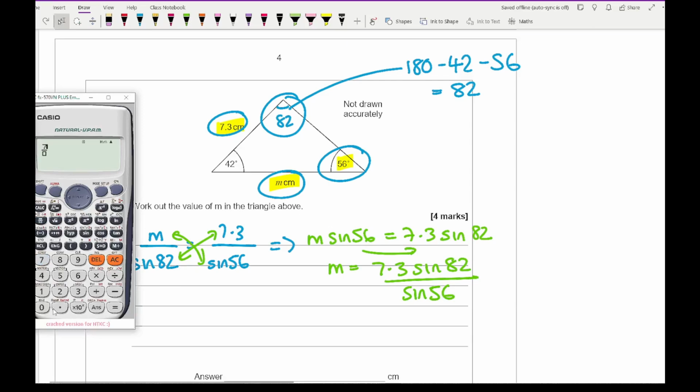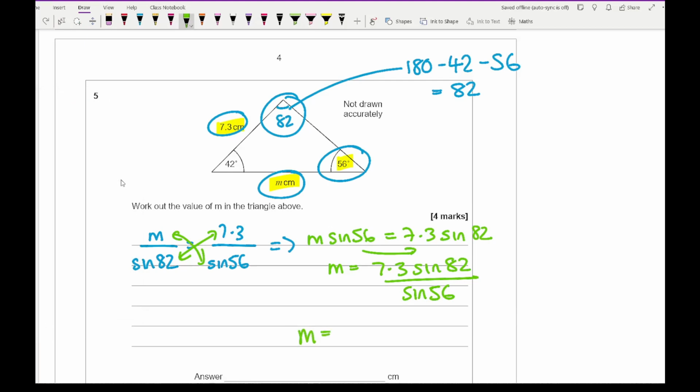So 7.3 sine 82 over sine 56, press equals, and it comes up with an answer of 8.7 to 1 decimal place. So m equals, and I've already forgotten the number, it was 8.7 centimeters, and that's to 1 decimal place.